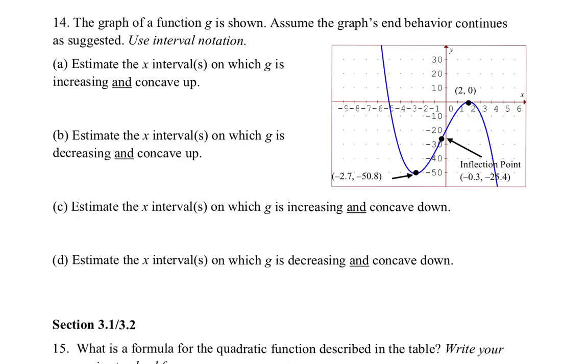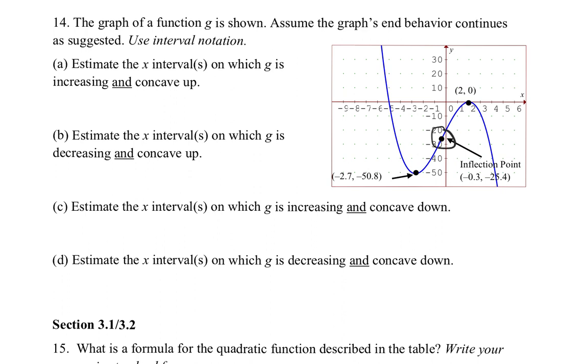Okay, now we will look at number 14. It says that the graph of a function g is shown. Assume the graph's end behavior continues as suggested and use interval notation. So part A says estimate the x interval or intervals on which g is increasing and concave up. You'll notice that it tells us that there's an inflection point right here.